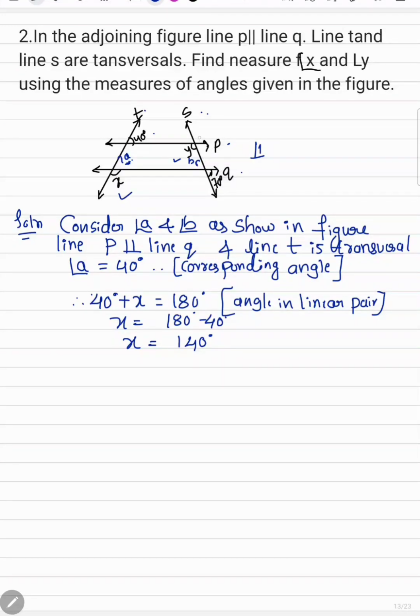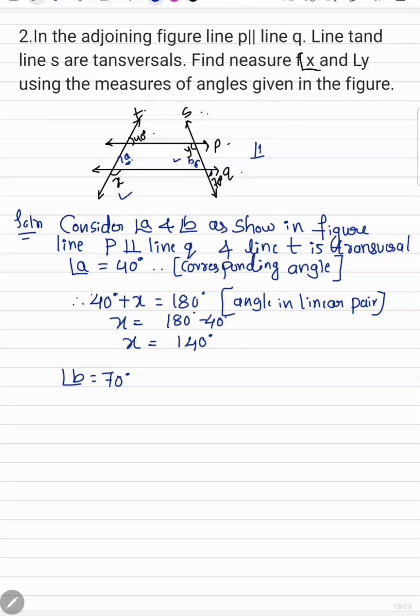Here S is also a transversal, and T is a transversal. There is an opposite angle here, and the corresponding angle is 40 degrees, so A is 40 degrees. Then the opposite angle is 70 degrees, which is angle B, so angle B is also 70 degrees. Why? It is a vertical opposite angle. Then we write B is 70 degrees.